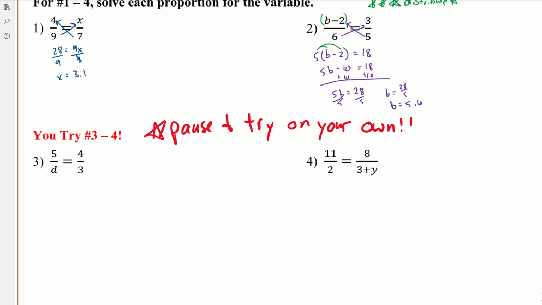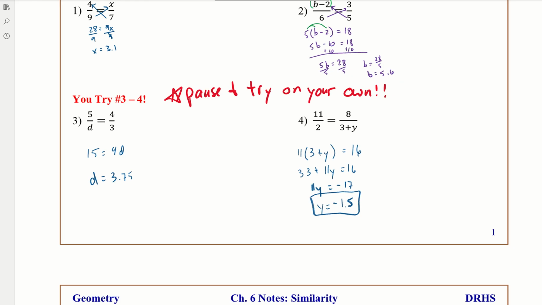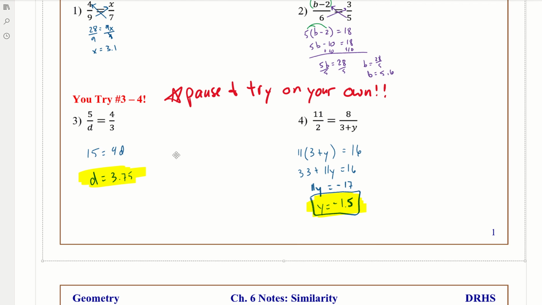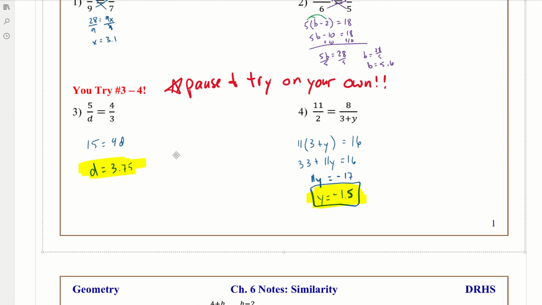Okay, so when you pause it and come back in a second, you'll see the answers. Hopefully you actually did pause it and try on your own, but here are the answers for number 3. You should have gotten that D is 3.75 and Y is negative about 1.5. It's rounded, but it should be something along that line.